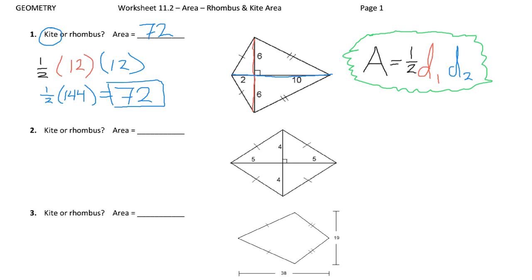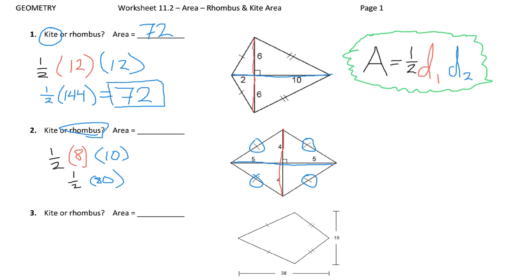For this second one, notice we have 1, 2, 3, 4 sides the same, so this is a rhombus. For the rhombus, though, the area is exactly the same. It's still 1/2 diagonal 1, which we'll call this one. So 4 plus 4, that's 8, times diagonal 2. 5 plus 5, we'll call that 10. And then we can start multiplying stuff out. So what we're going to get is 1/2 times 80, because 8 times 10 is 80, and half of 80 is, of course, 40. So our area here will be 40. This is a pretty easy formula.